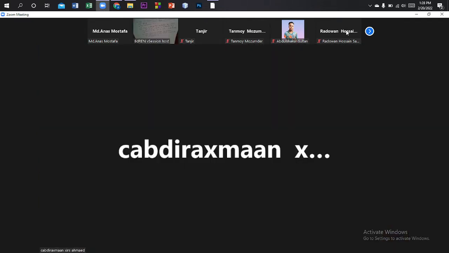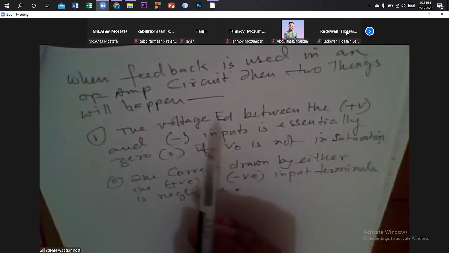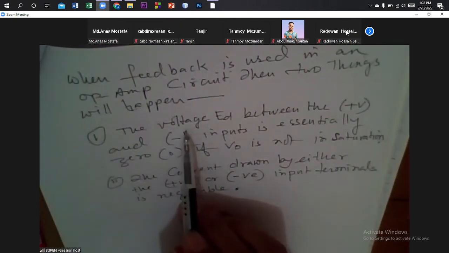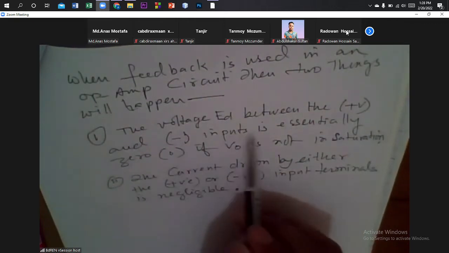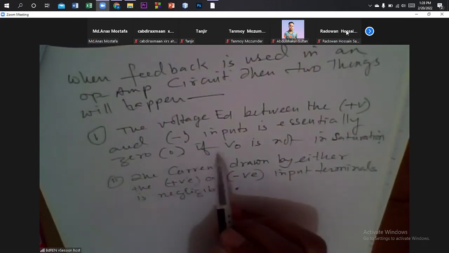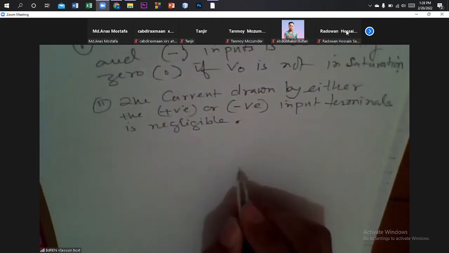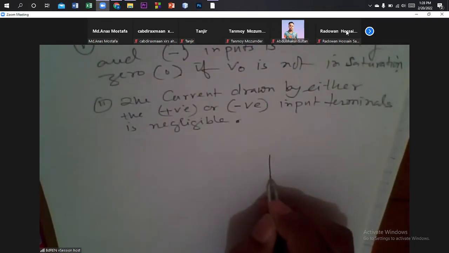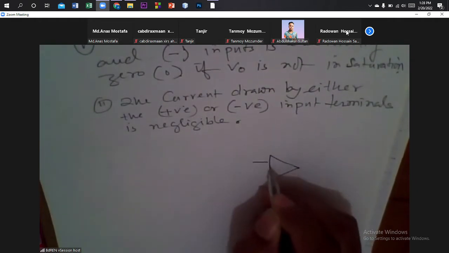Wait, sir. Okay. Now we see the first condition. First condition is, what it said? The voltage ED between the positive and the input terminal is essentially zero if V is not in the saturation. You see? Plus minus.